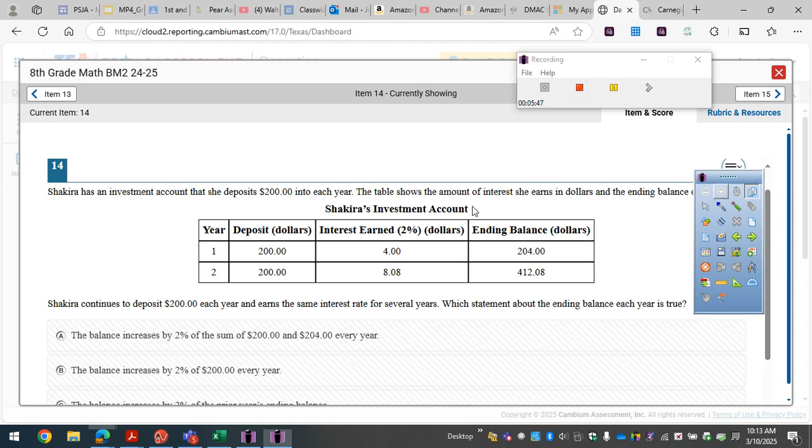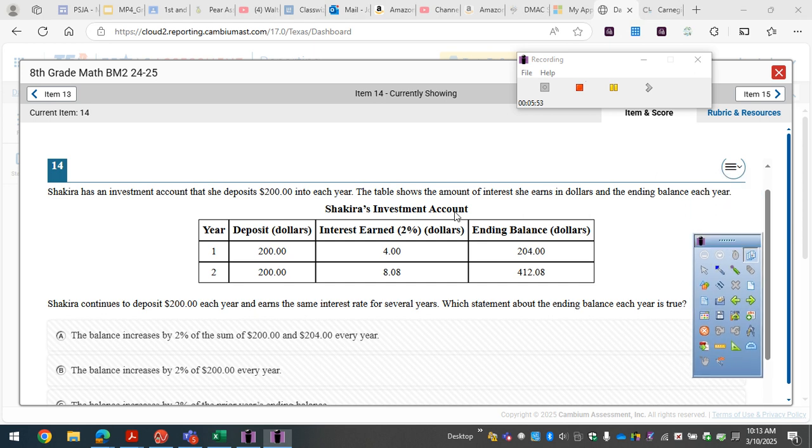So Shakira has an investment account that she deposits 200 each year. This table shows the amount of interest she earns in dollars and the ending balance each year. So year one, she deposits this much, interest earned, so that's going to be added to the account. The account starts off with 0, but she adds 200, then adds that 2%, and then she winds up with that. At the beginning of the next year, she'll deposit that again.